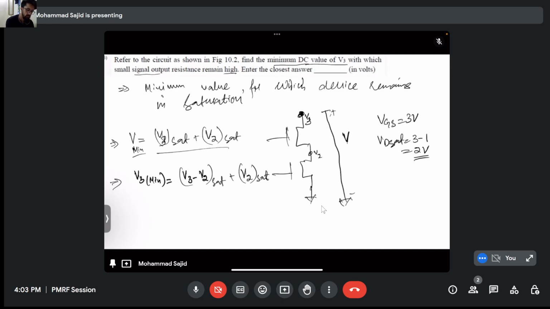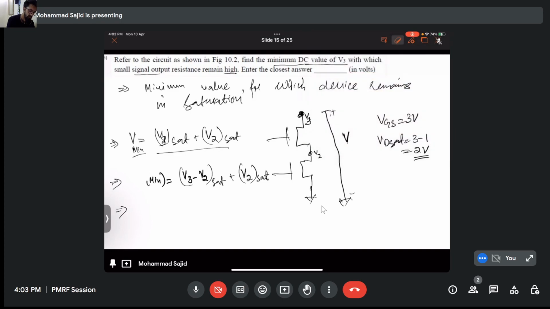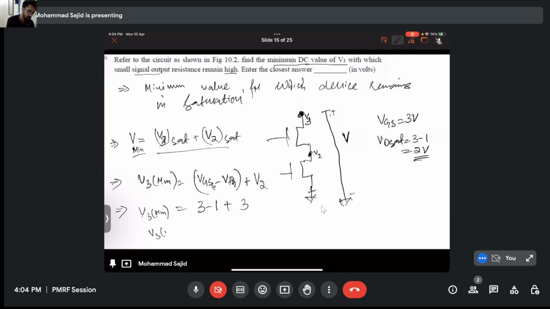To find the minimum DC value, we can just directly say V3 minimum will be its saturation voltage, that is its VGS3 minus VTH, that we calculated as 2 volt, plus whatever is the potential from here to here, V2. It is 3 minus 1, plus 3 volt. V2 is 3 volt. That will give me 5 volt.